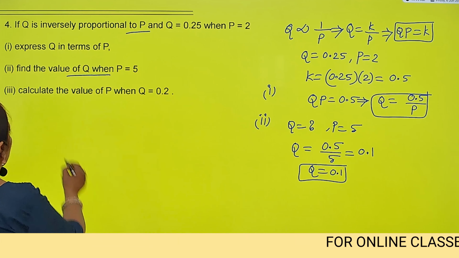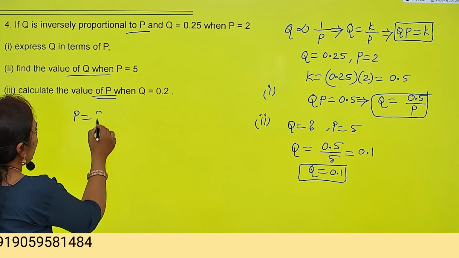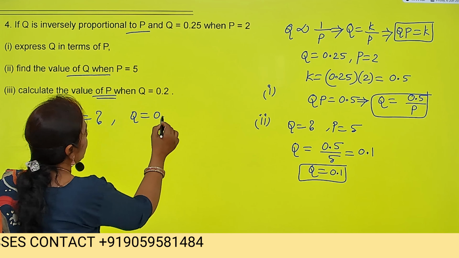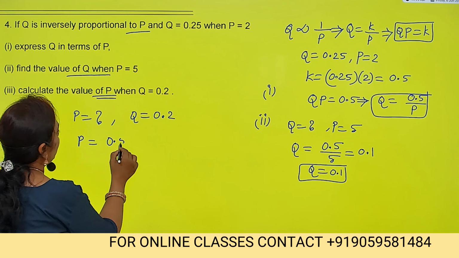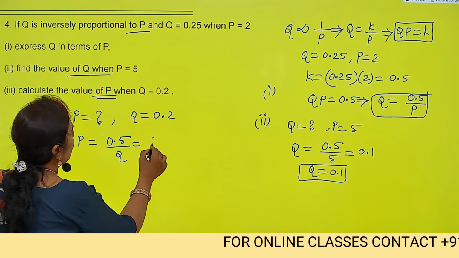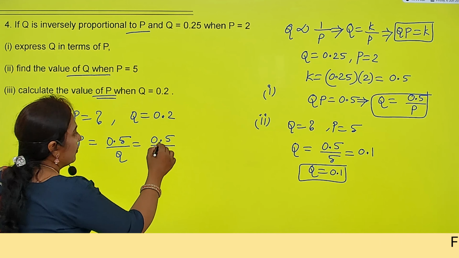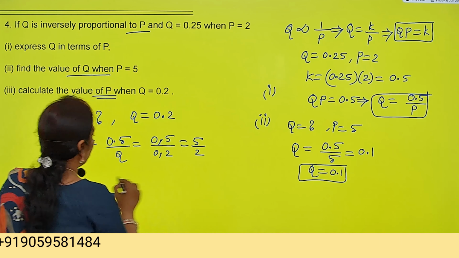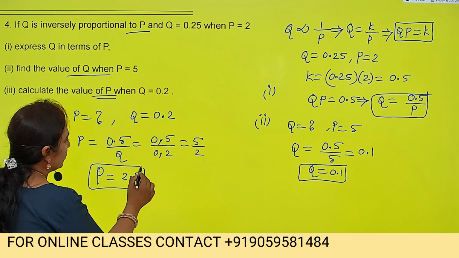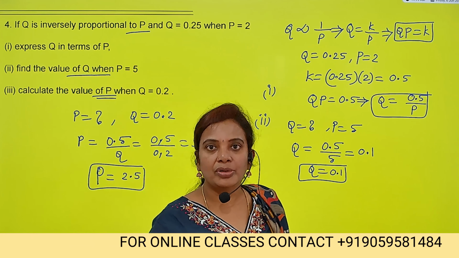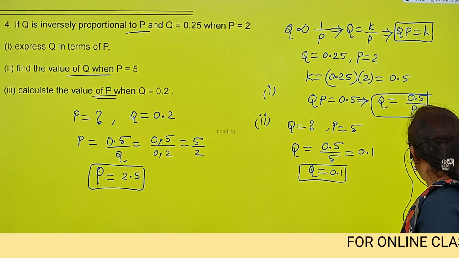Next, third one, calculate the value of P when Q equals 0.2. P equals how much? Substitute P equals 0.5 over Q, which is 0.5 over 0.2. Eliminating the decimal point, it is equal to 5 over 2. P equals 2.5. Okay, this is the way to solve when the relation is inverse proportion. Next question.